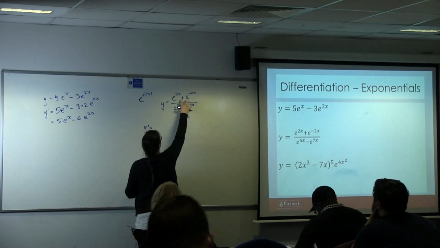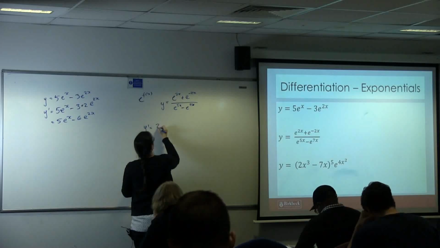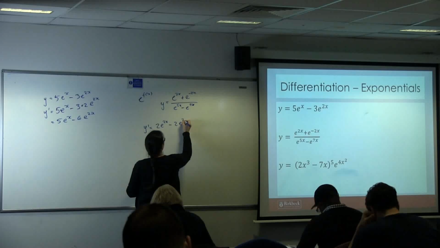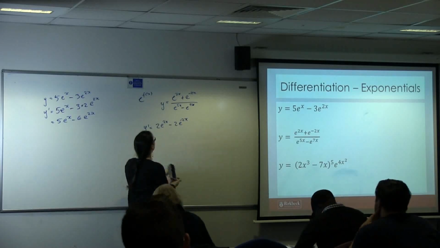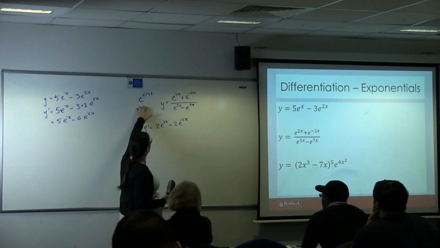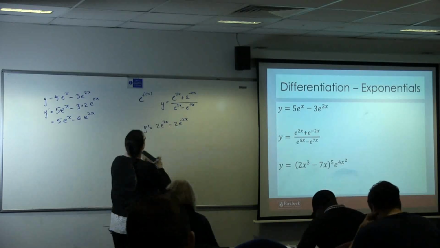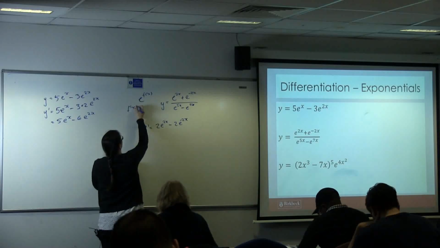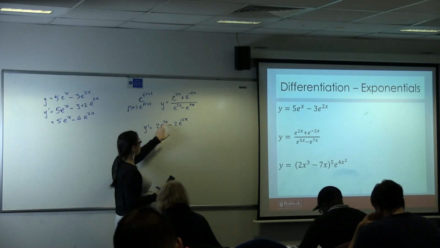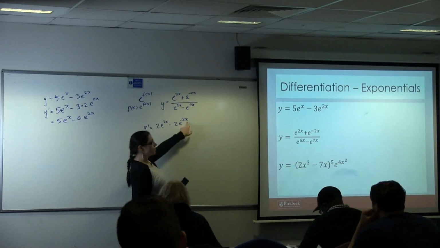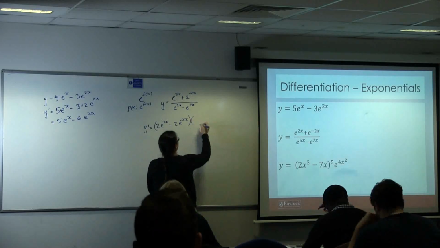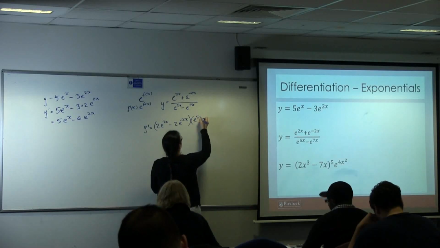So the derivative of the top, 2 e to the 2x minus 2 e to the minus 2x. Remember, look back in the page, the derivative of e to the f of x will be f prime of x times e to the f of x. So 2x's derivative is 2, and minus 2x's derivative is minus 2. So that was the numerator, and I need to multiply that with the denominator.